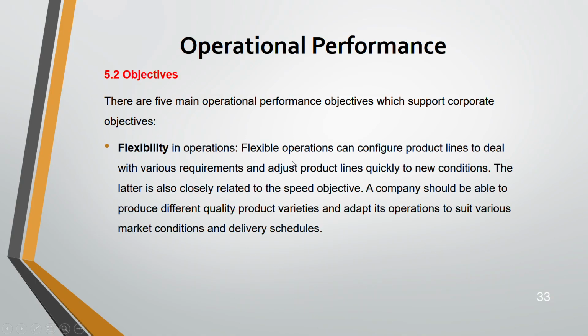Next objective, flexibility. Flexible operations can configure product lines to deal with various requirements and adjust the product line quickly to new conditions. If you are rigid, it's very difficult. Flexibility is also linked to the speed objective. If you are more flexible, you will achieve your speed objective also. That's why a company should be able to produce different quality product varieties and adapt its operations to suit various market conditions.